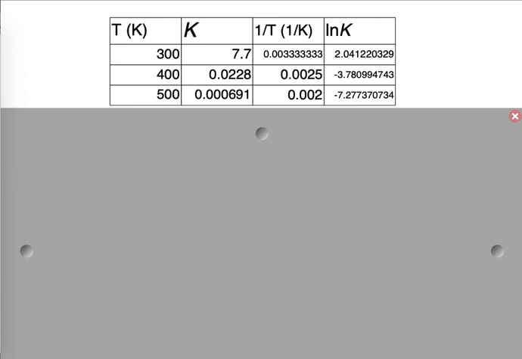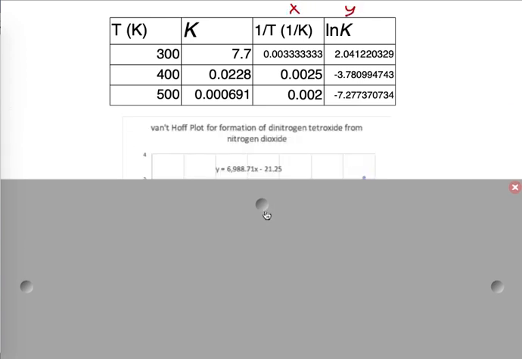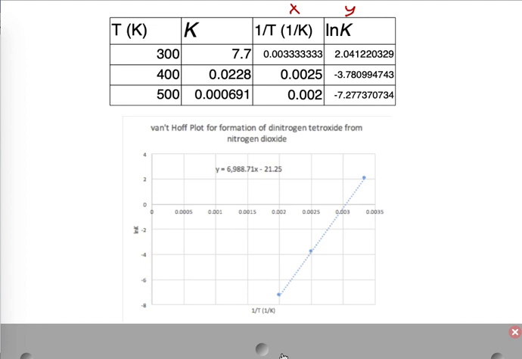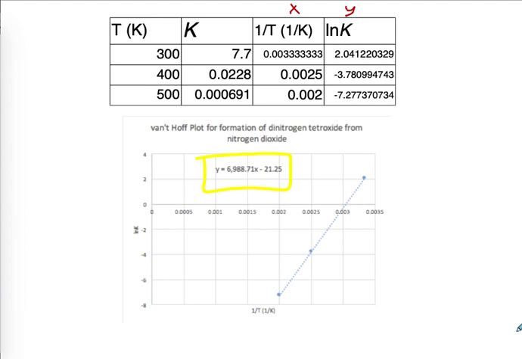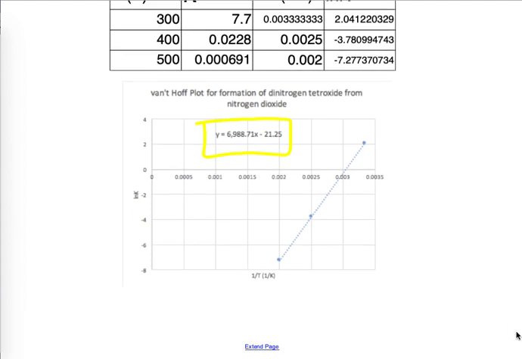So we open our spreadsheet so that we can easily and quickly calculate the reciprocal of temperature on the x-axis and the natural log of K on the y-axis, and we obtain a lovely straight line. And here is the equation that represents the straight line: y equals 6,988.71 Kelvin times x minus 21.25. So we will now use those values to calculate the standard enthalpy change and the standard entropy change for this particular reaction.